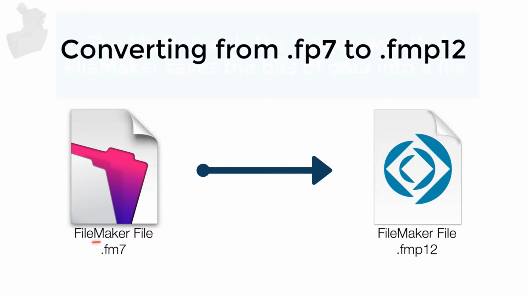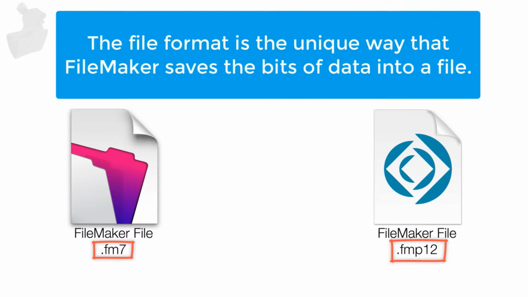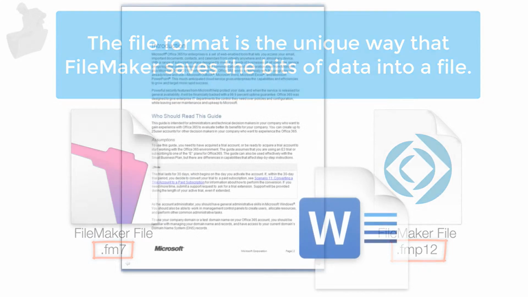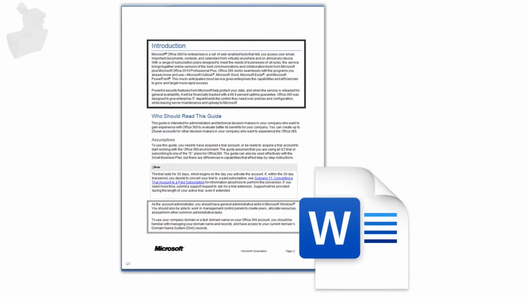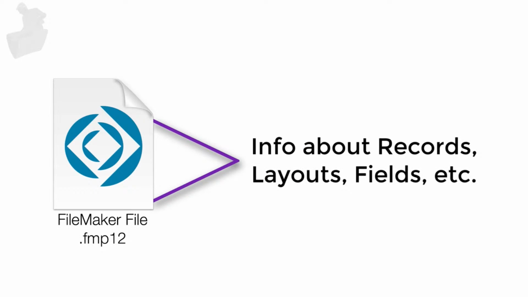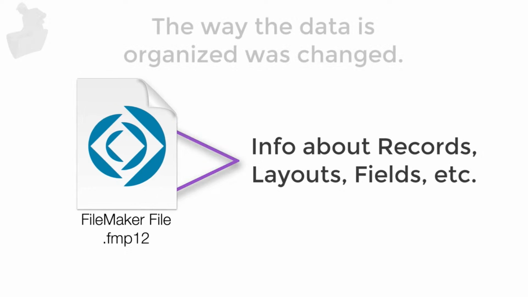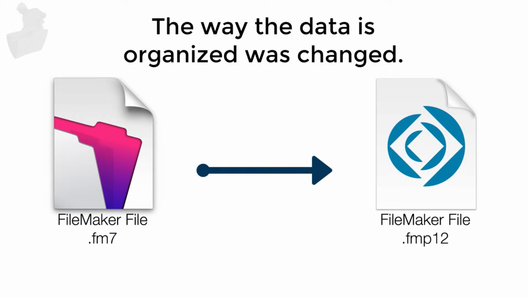Now, in case I haven't mentioned this, the file format is the unique way that FileMaker saves the bits of data into a file. You can think of a file like a Microsoft Word file. There's a beginning and an end of the Word document, and in between there's all sorts of data. Well, FileMaker has its own proprietary file format, how it saves information about records and layouts and fields and things like that. So when we talk about the file format changing, it means how FileMaker has decided to organize the information that is contained within that file structure.